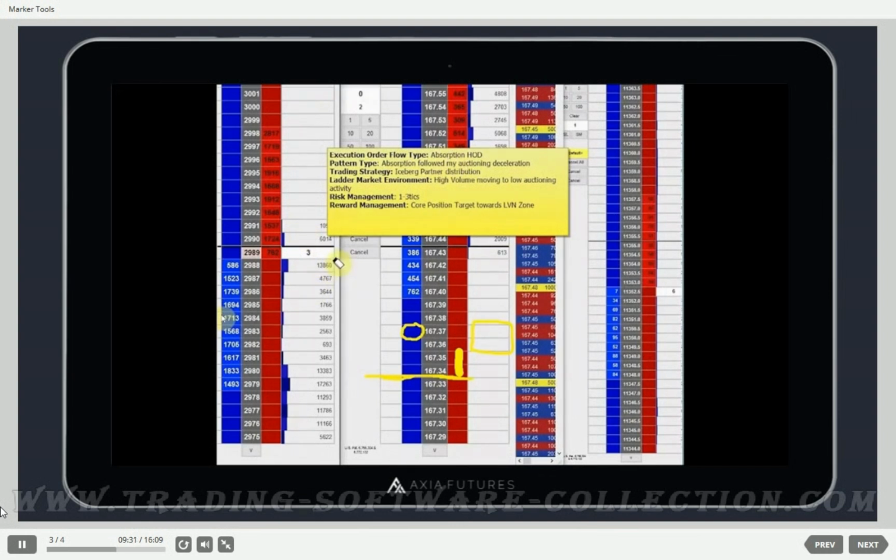Remember, you always know what an absorption at the high of day or the low of day is when you understand your market intrinsically well. And so, you know, in the oil market, it might be a 300 lot and a 400 lot being distributed at the high of day. In the Euro stocks, it's between 7 to 10,000 lots.